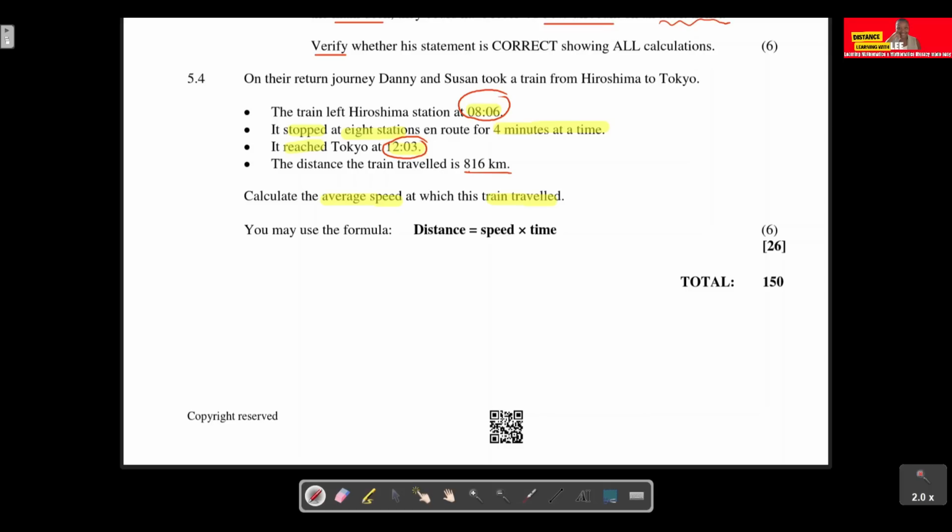Because we were told that during that time the train actually stopped. We can't include the stopping time when we're calculating our speed, because that's going to affect our results and make them inaccurate. It's not going to give us a proper indication of how many kilometers the train traveled per hour.